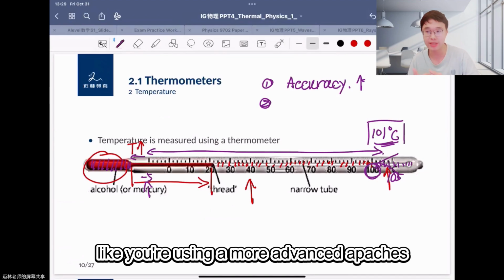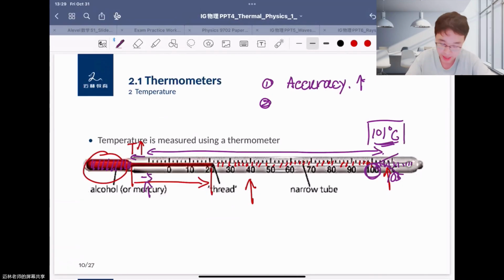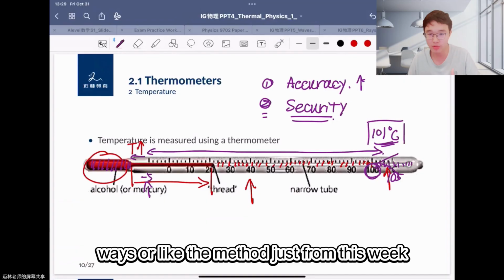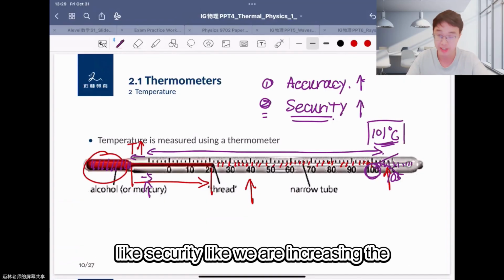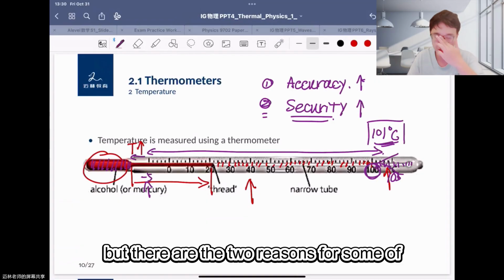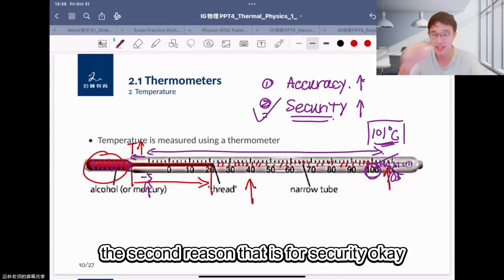Or like using a more advanced apparatus is also for accuracy. Okay, and the second reason is about security. We are thinking of the ways or the method in terms of security, like we are increasing the security of the whole experiment. Okay, so there are two reasons for using thermometers. And here we are choosing the second reason, which is for security.